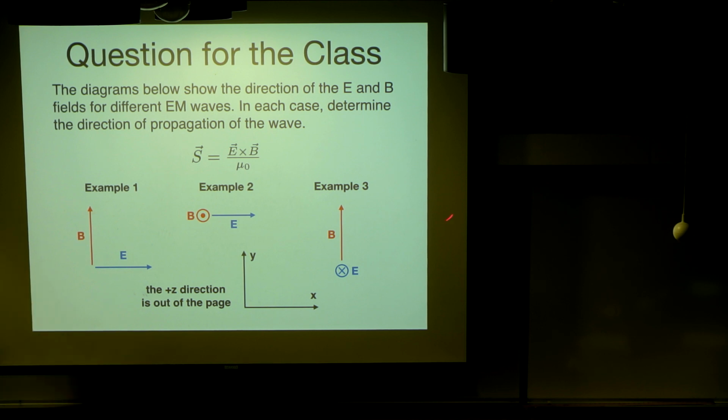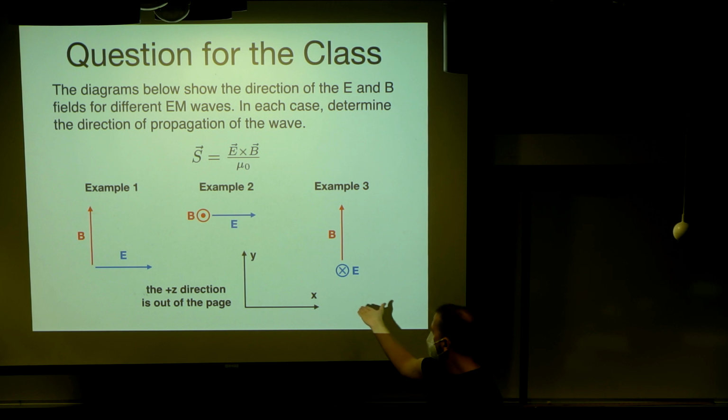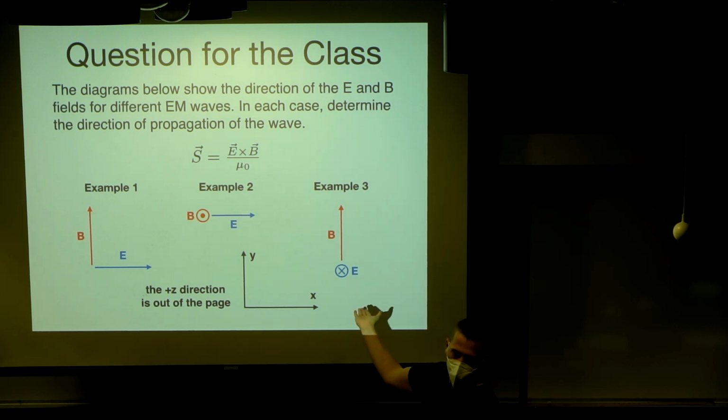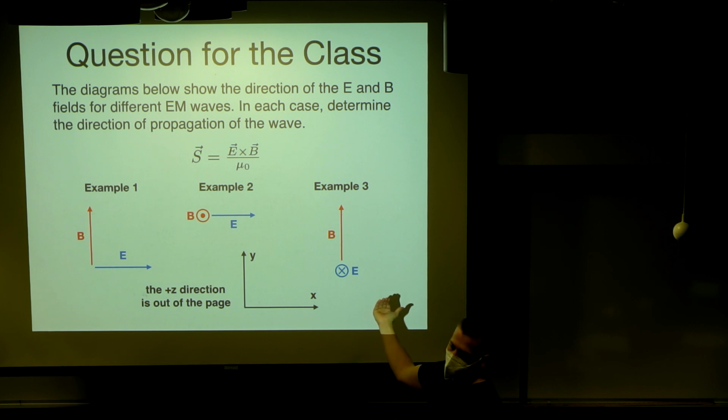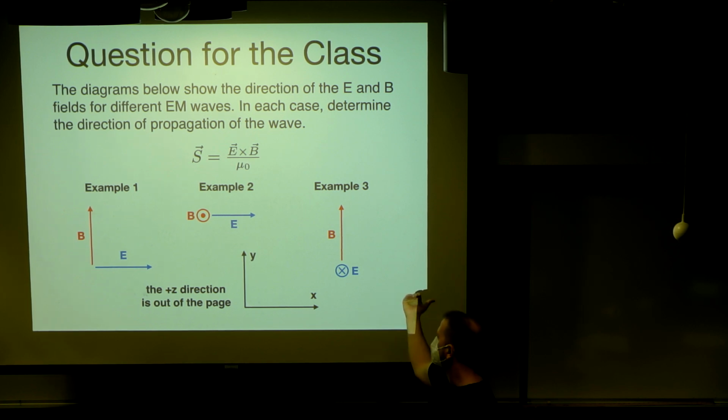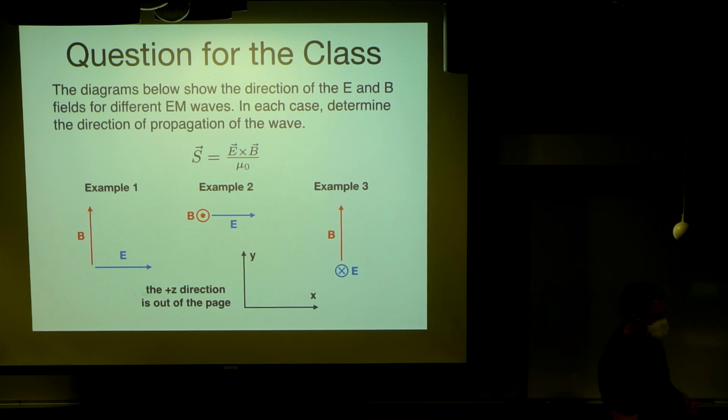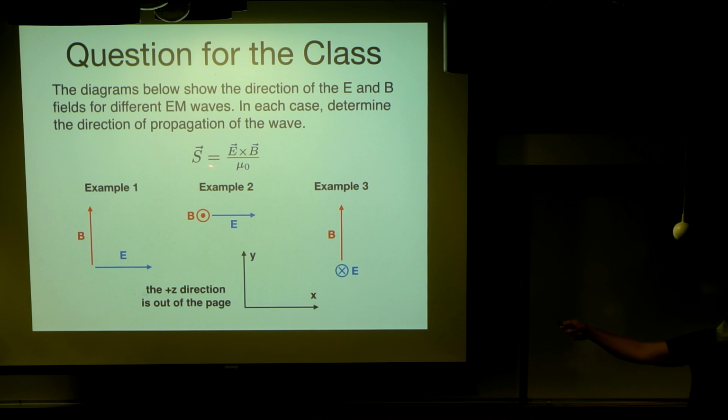What about this last case here? The right. In this case, this is showing me E is going into the page. So point right hand fingers into the page, then curl them up like this, and then B is going to the right. The direction of the wave is going to the right. So if you know the E fields and B fields, you can determine which way the electromagnetic wave is moving.